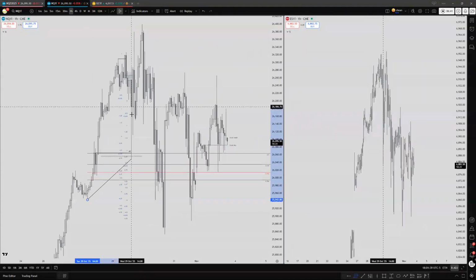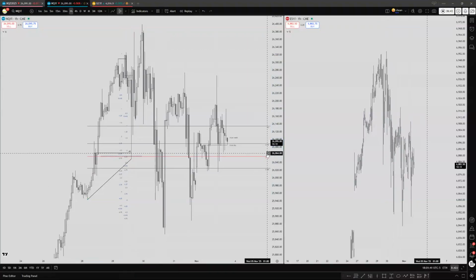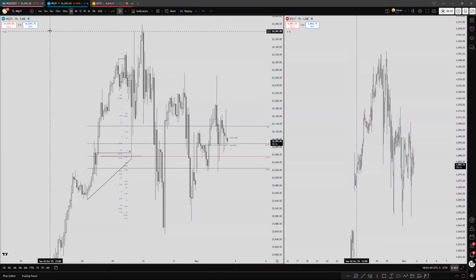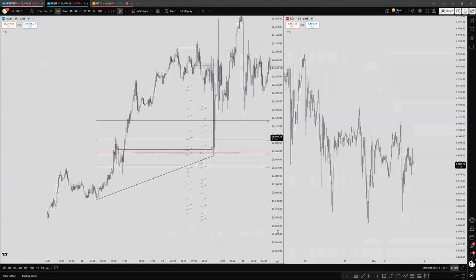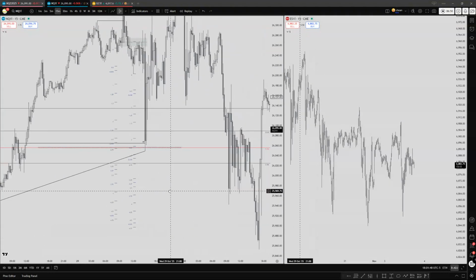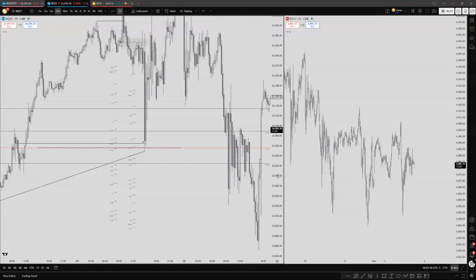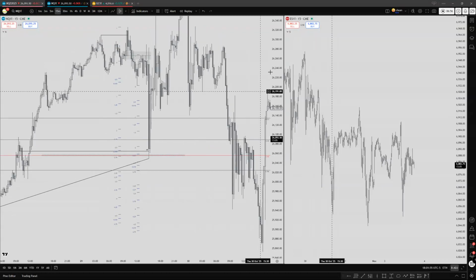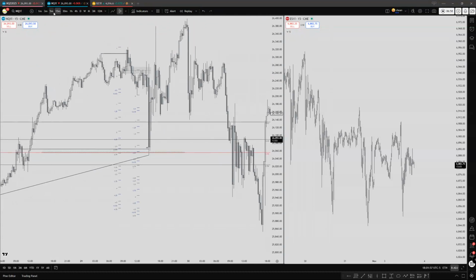From this low to this high, aligning perfectly with our 0.705, our OTE level. So we have that. We have our order block, SMT. So we have four confluences now that indicate price will start to reverse in the opposite direction, right?